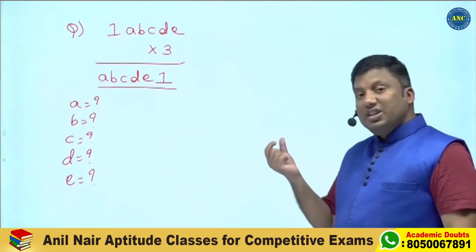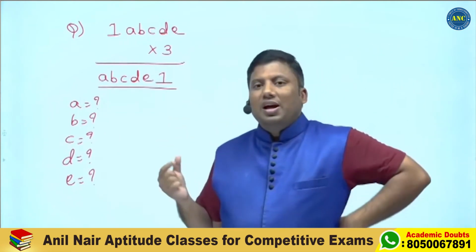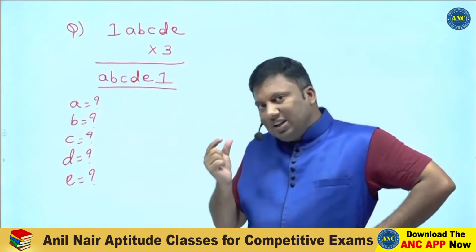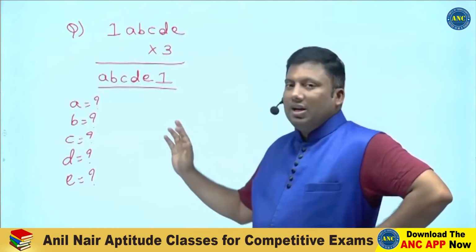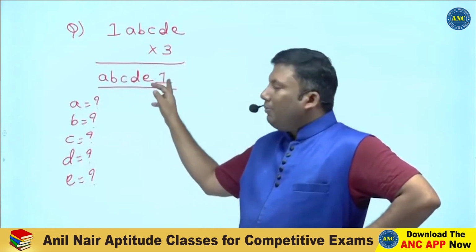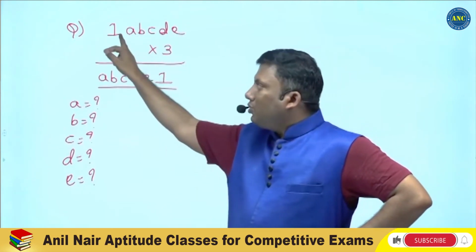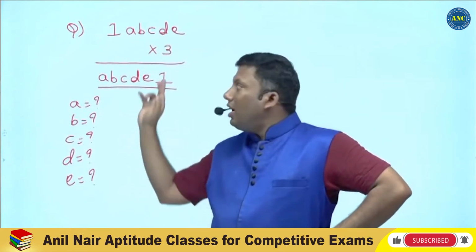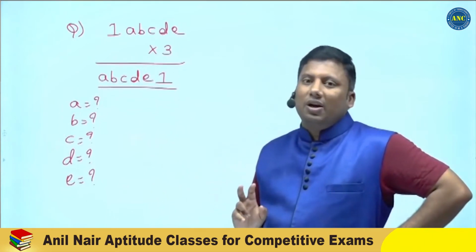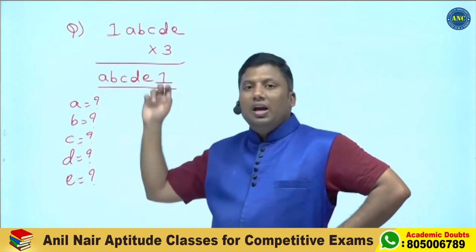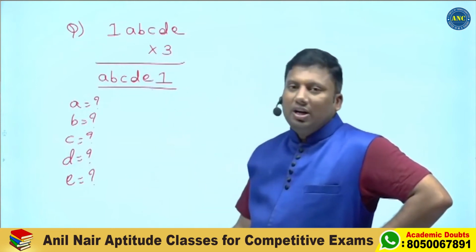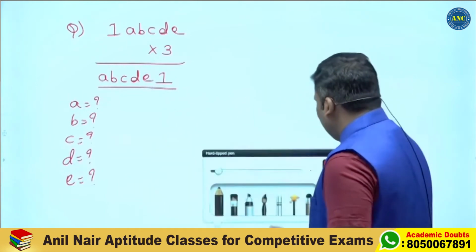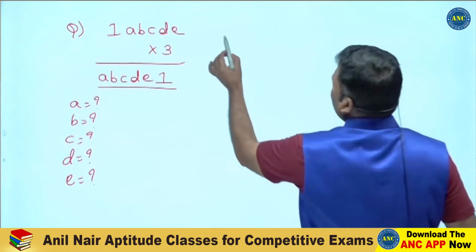There is a 6-digit number with the leftmost digit 1. That 6-digit number is multiplied by 3. If the 6-digit number is multiplied by 3, the leftmost 1 becomes the rightmost 1. Decode these variables, or find out the variables' equivalent numerical values. 1 A, B, C, D, E into 3 is A, B, C, D, E ending with 1. So we will solve it in two methods. Traditional method.